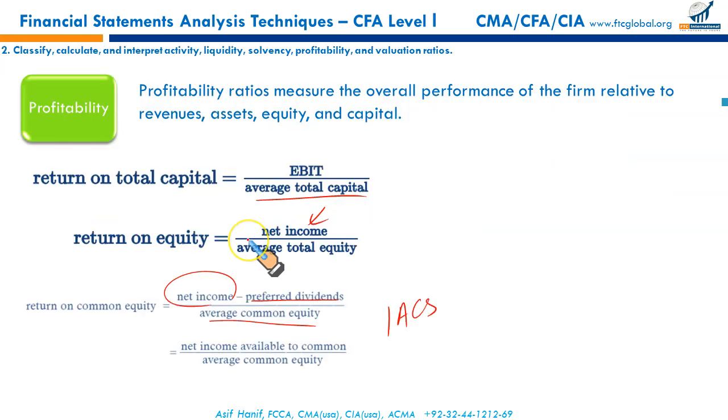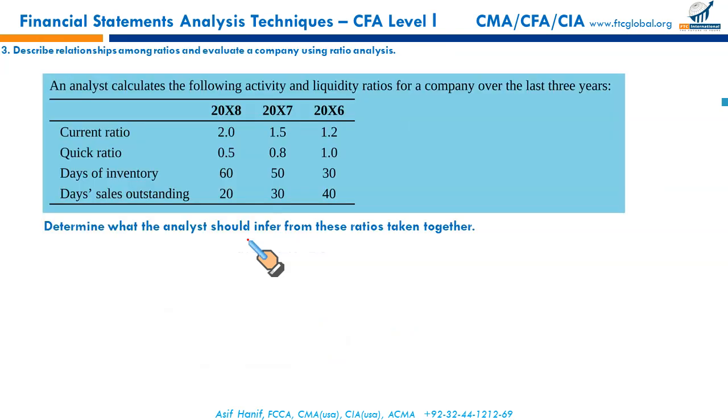Now the next, so we've just gone through these formulas. You need to memorize these formulas because memorization will help you solve many questions involving use of formula. Next LOS is describe relationship among ratios and evaluate a company using ratio analysis. Ratios are linked. Now look at this current ratio over the period, which is calculated current assets upon current liabilities. It has increased over the period from 1.2 to 1.5 to 2.